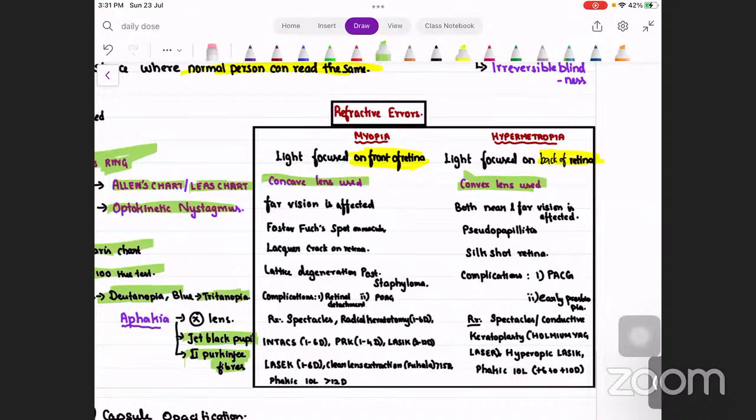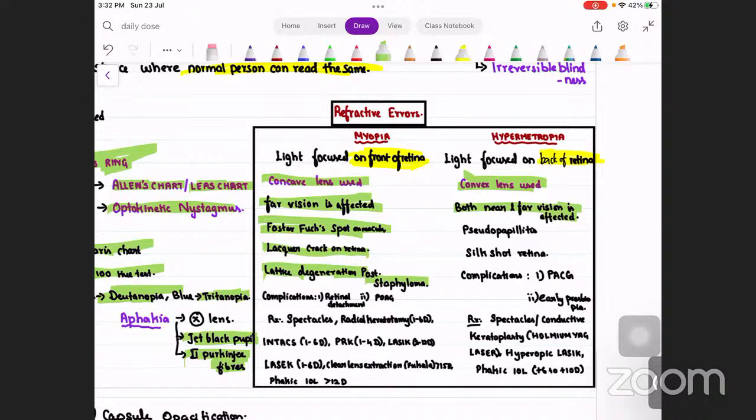Far vision is affected in myopia, while in hypermetropia both near and far vision are affected. In myopia you may see Fuchs spot on the macula, lacquer cracks on the retina, and lattice degeneration and posterior staphyloma.